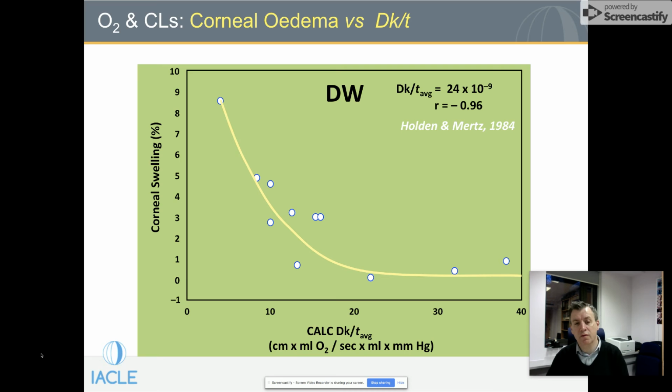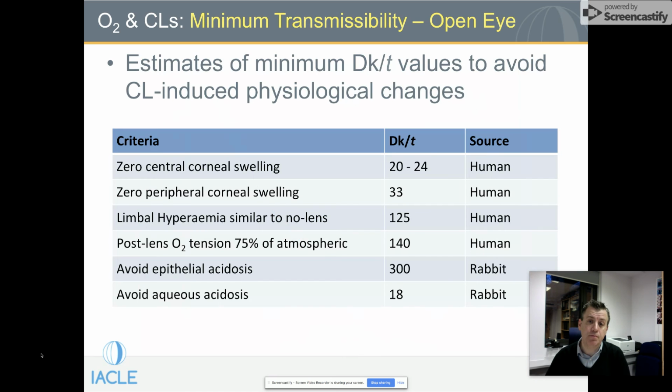As we move to the right on this slide, and we start to fit lenses with increasing oxygen performance characteristics, the amount of swelling diminishes, and they fitted a line through that set of data and found that line reached 0 at 24 units. So this became the Holden-Mertz criterion for daily wear. That is a lens of Dk/t of 24. It causes no increase in corneal thickness during the day.